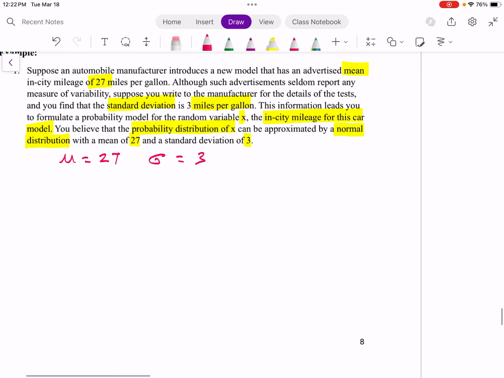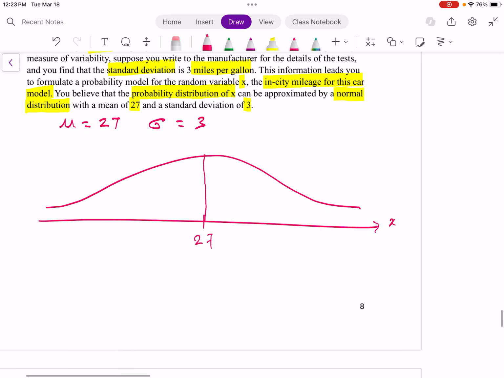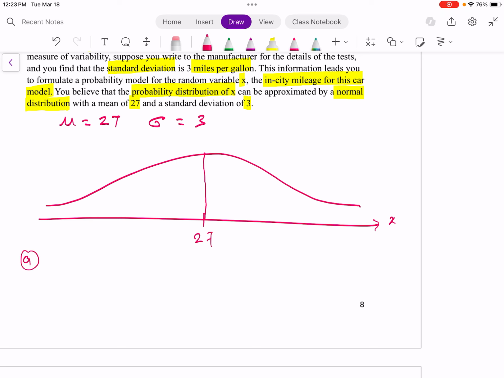So let's start. It's a normal distribution, so let's draw a bell-shaped curve here. Our horizontal axis is x. We have a mean which is 27. Now let's see what we are asked to find here. The question for us is, what is the probability that x is less than 20? So this is the question for us.